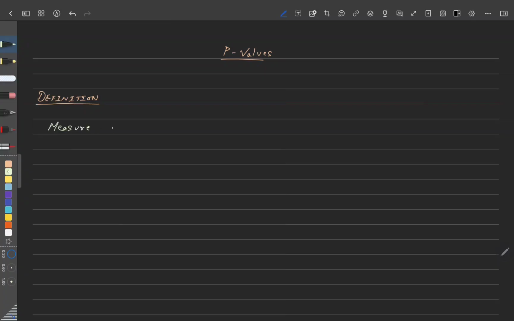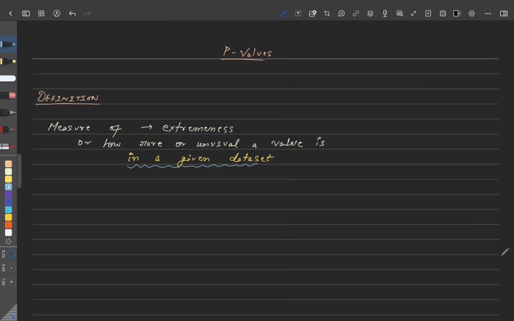Measure of extremeness, or how rare or unusual a value is in a given dataset. The reason I'm writing this in a different color is because this is important. In a given dataset.